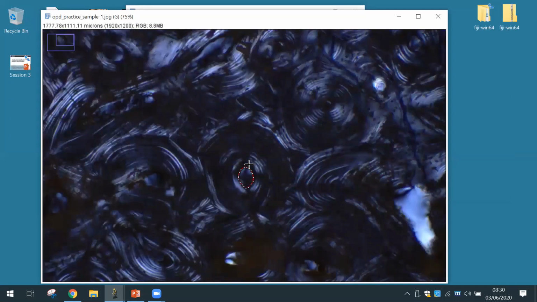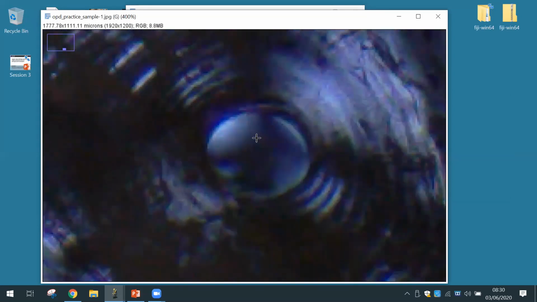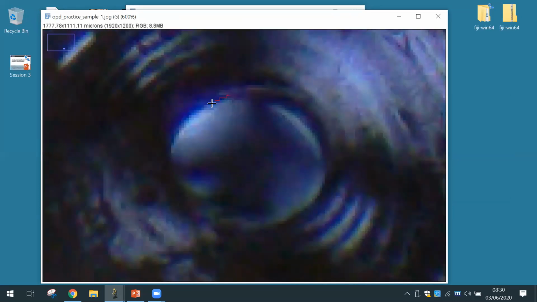I don't know, let's just do one more. I mean, you get the gist, right? So let's do this one, it looks pretty good. And let's try and do this one with the freehand selection. So I'll just do that.